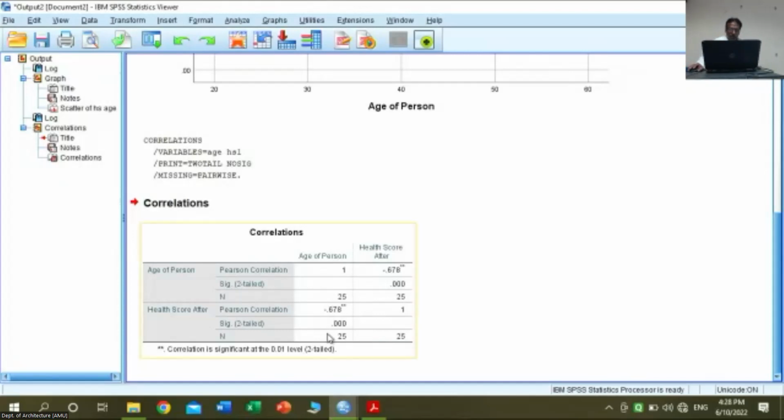And here you can see the correlation between age of the person and health score is minus 0.678. That is a moderate correlation, you can say. And the p value is 0.000.